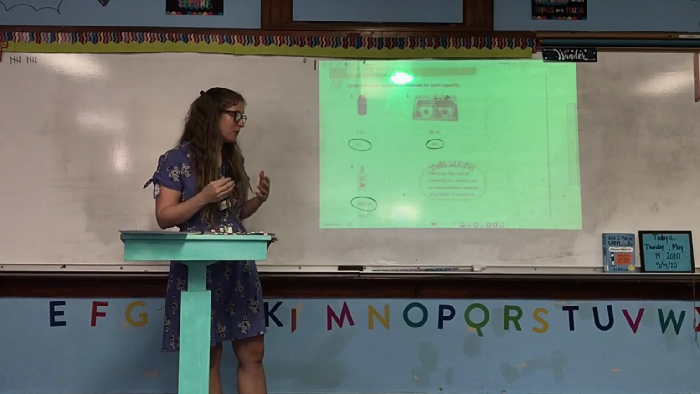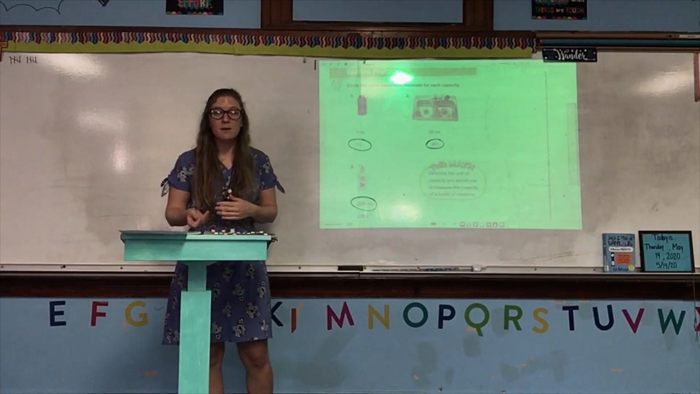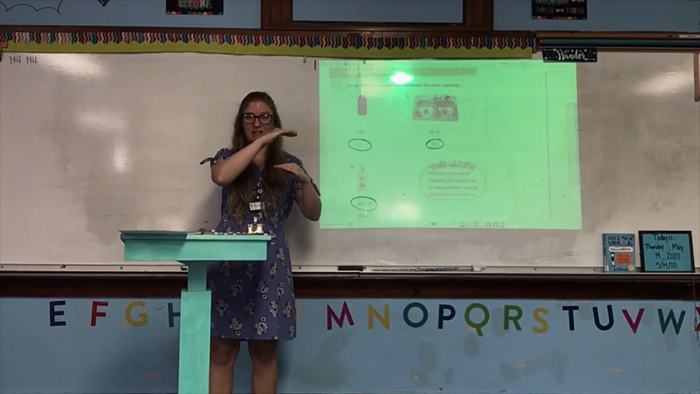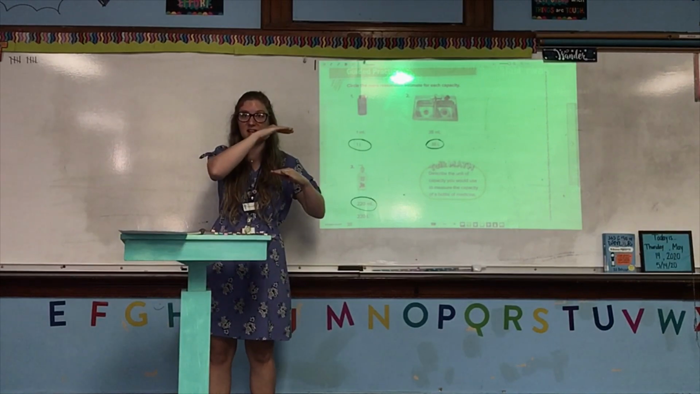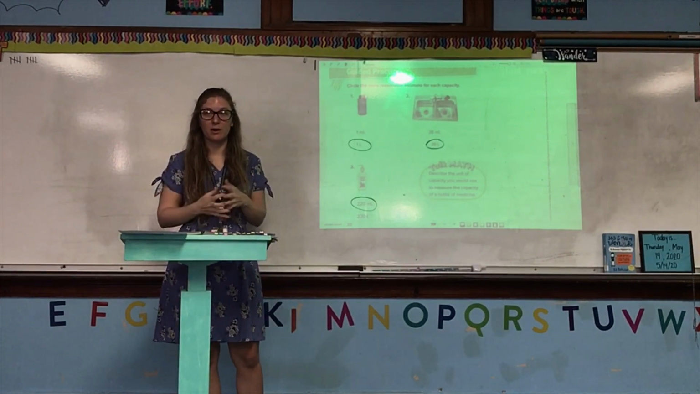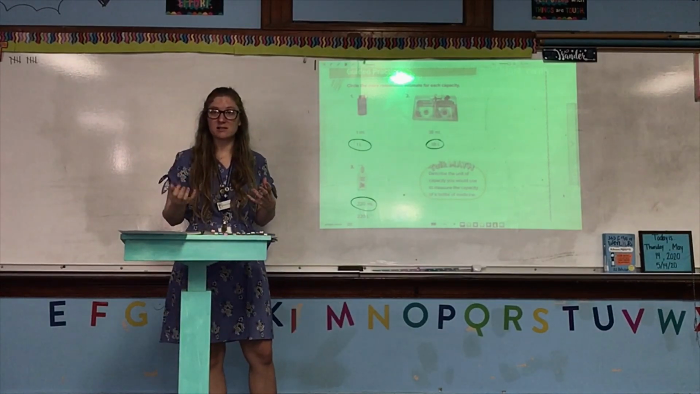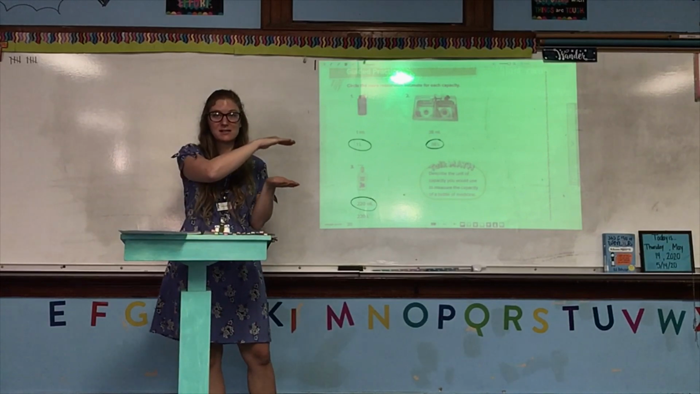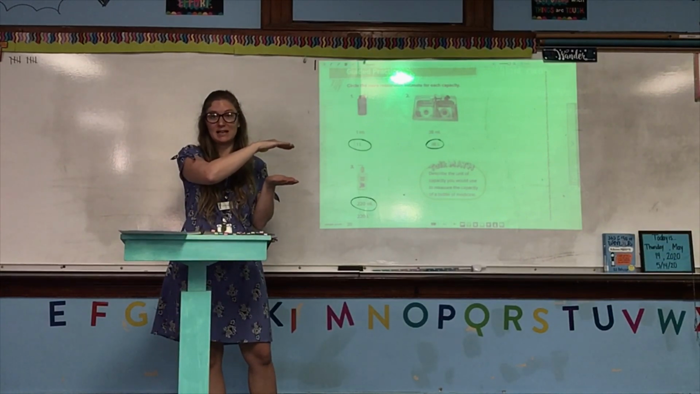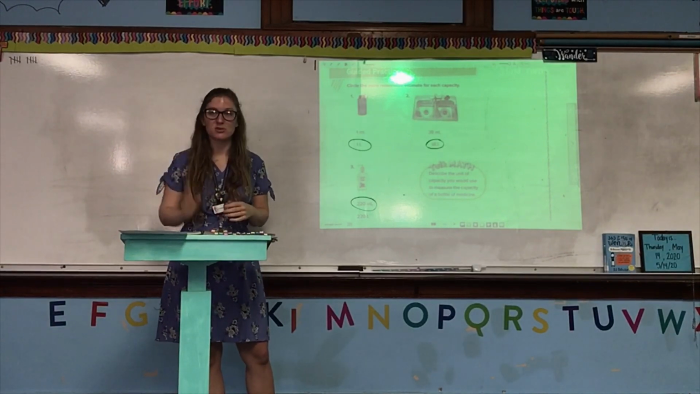Well, it is much more reasonable to use milliliters to measure a bottle of medicine, because a bottle of medicine is usually only like this, even the big bottles, which is not even a full liter. So it would definitely be more reasonable to measure a bottle of medicine in milliliters, because again, even the big ones are like this size, which is nowhere near a liter. And most of them are a little smaller than that. So milliliters would be much more reasonable.